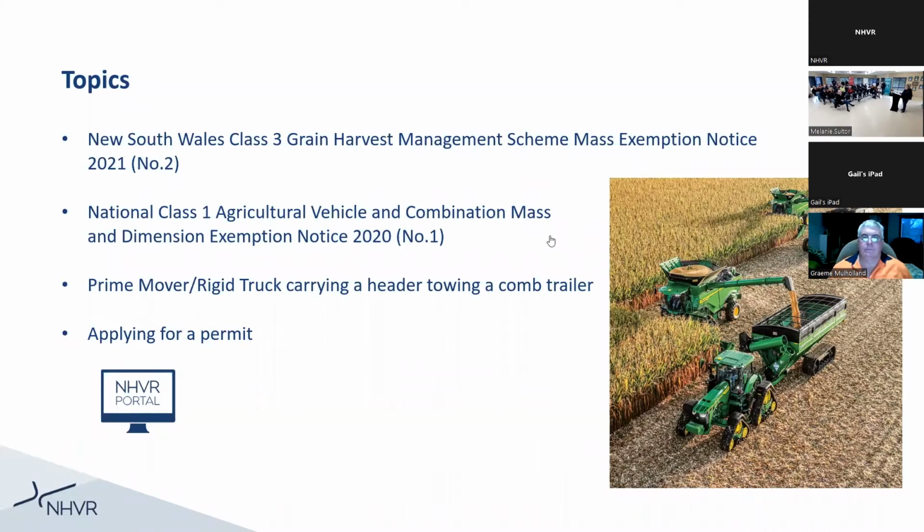Today I'm going to be presenting a high-level overview for access on the Class 1 Ag notice and the Class 3 Grain Mass Management Exception notice. As you may be aware of these notices, in essence, the Ag notice is for operators moving their vehicle or combination from a location to the site where the harvesting will take place, while the Grain Management Scheme notice is for operators moving the harvested grain to participating grain receival sites at a higher mass.